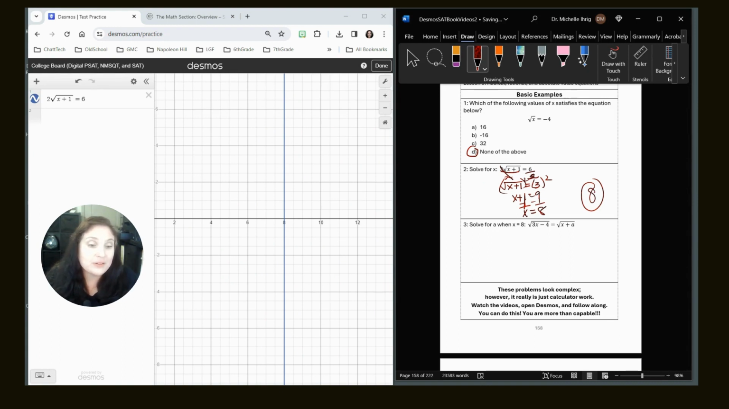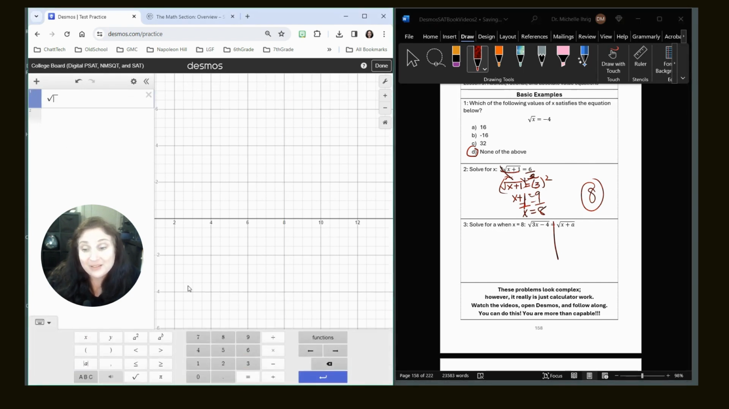All right, let's look at this next one. Here we have radicals going on both sides. The easiest way to do this is to write 2 different lines. And so it says solve for A when x equals 8. You know I love the solve for A's if you have watched very many of my videos, simply because I love the slider feature. So I'm going to put that there, the square root of 3x minus 4. And then we're going to do the square root of x plus A. And we really want the slider.